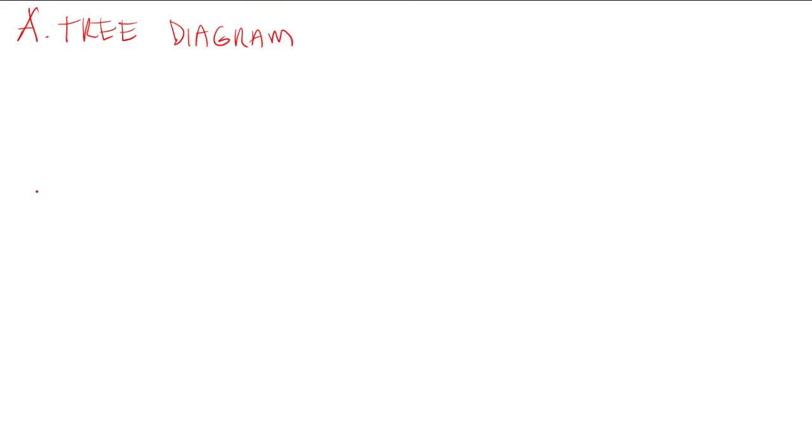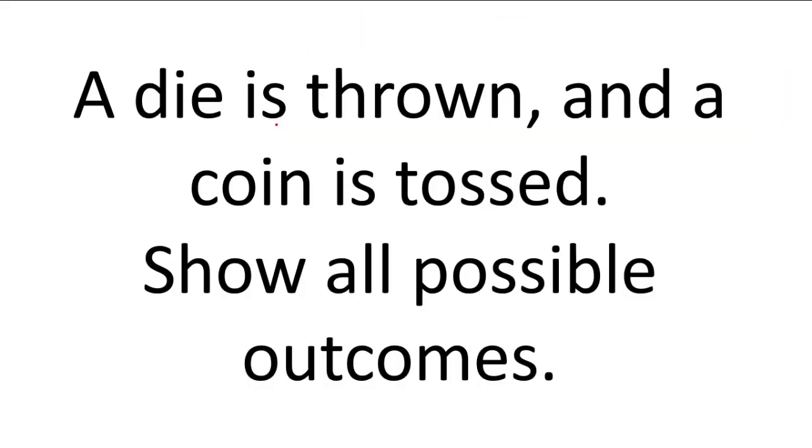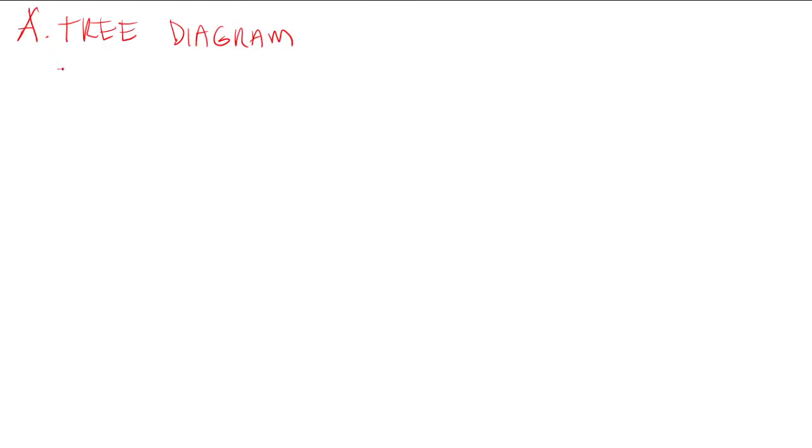Sabi niya, a die is thrown. Okay, so ilan ang outcomes nun? A die is thrown, that is 1, 2, 3, 4, 5, and 6. Tama? Now next, a coin is tossed. This is your set A, set B. Okay? A coin is tossed. Ano ba yung sample space nun? Head o kaya tail. Tama?